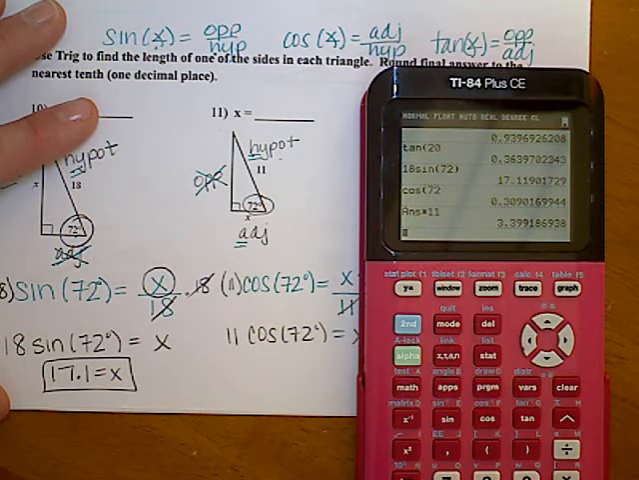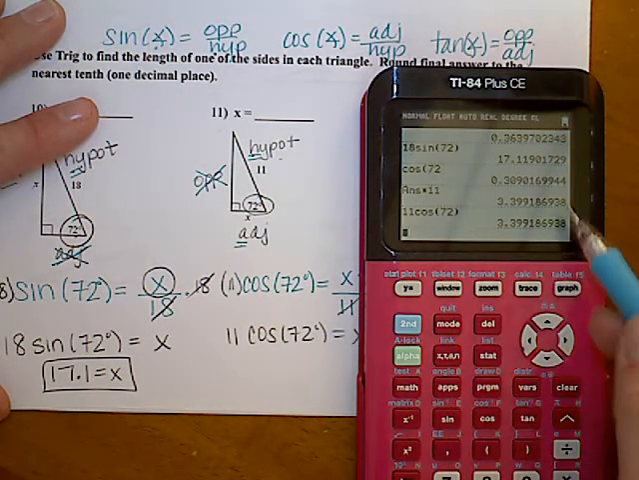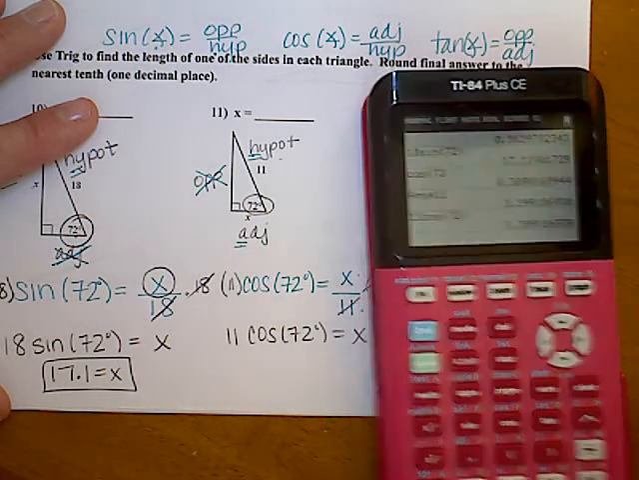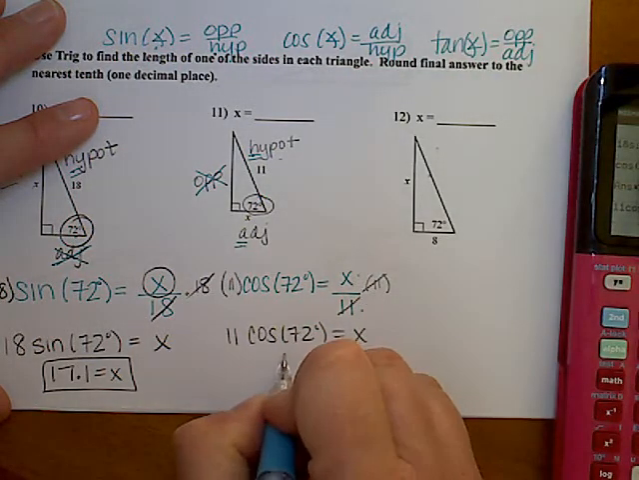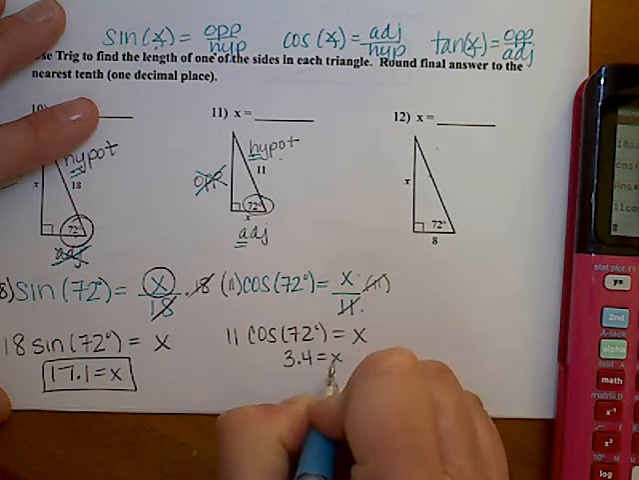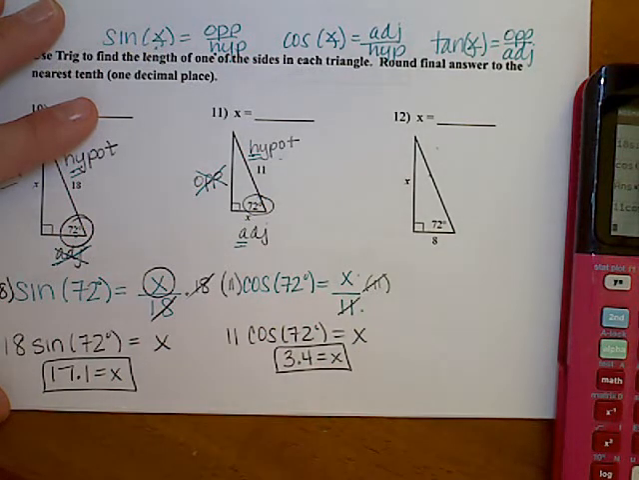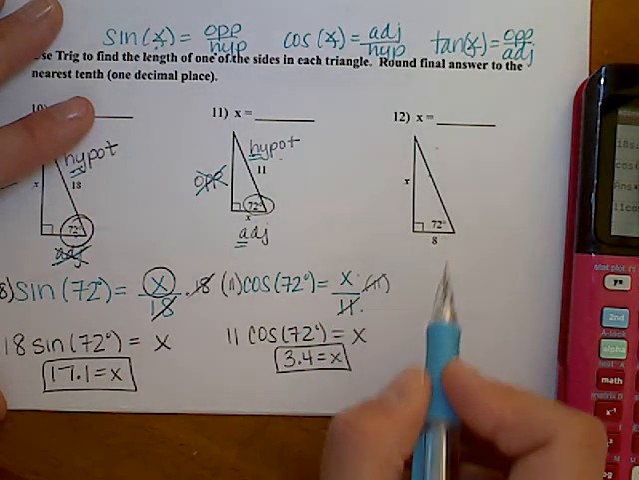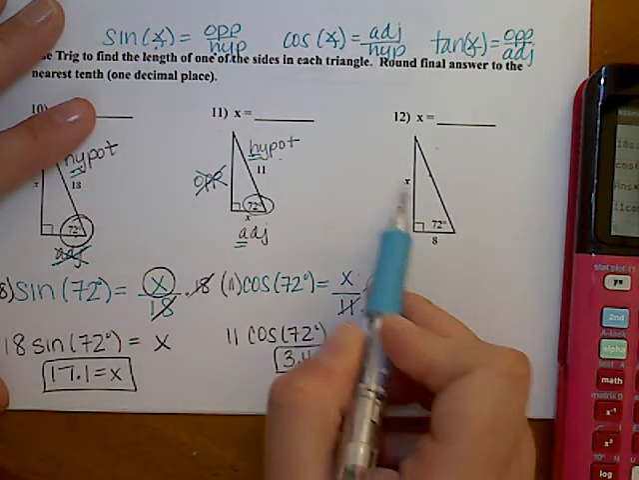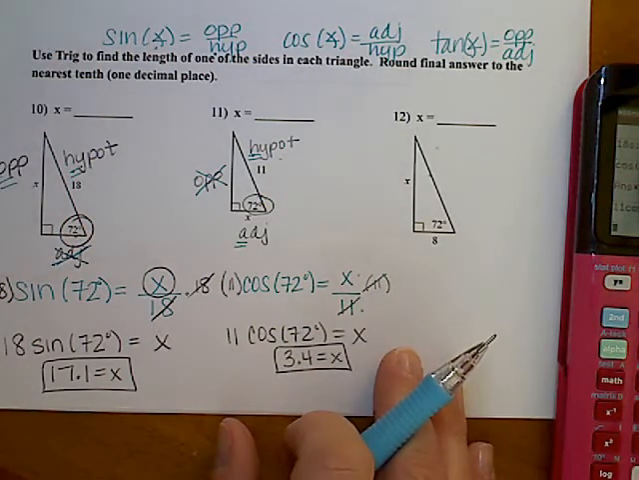That works just fine. Or you can do 11 cosine 72, and notice that we get the exact same answer. So in this situation, our final answer is 3.4. That's the length of our adjacent side, and we're good to go. I'll leave this last one for you, but you can probably guess that it's going to be the tangent ratio because that's the only one we haven't done yet.